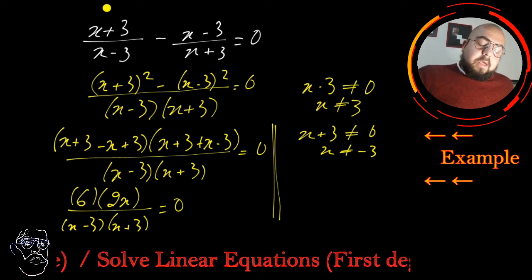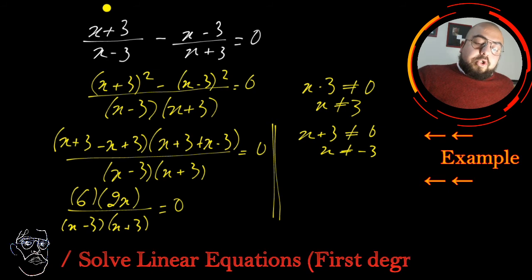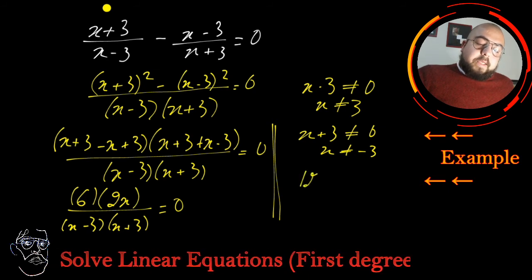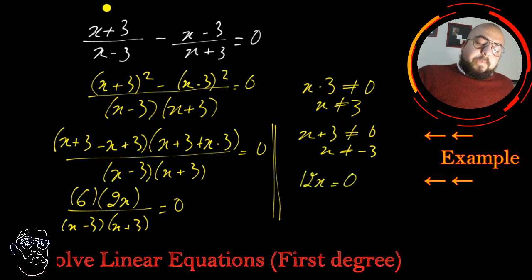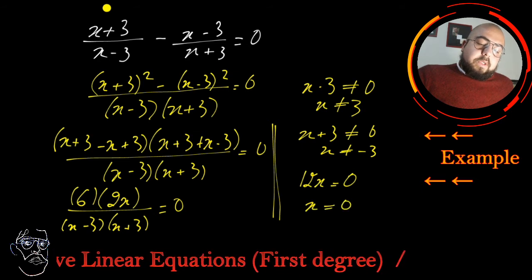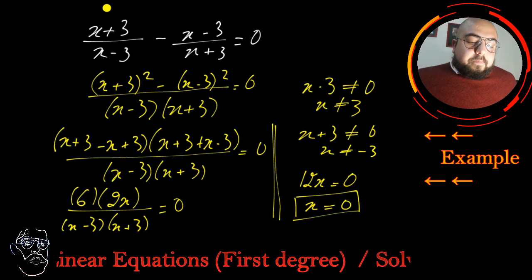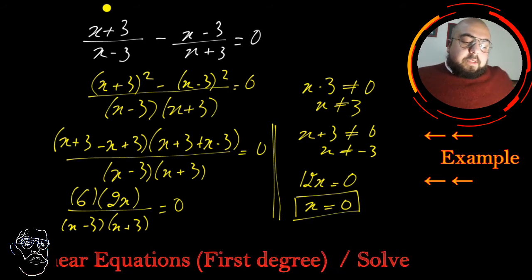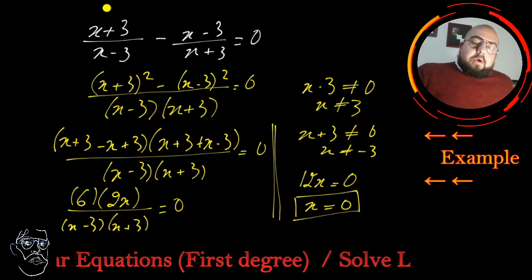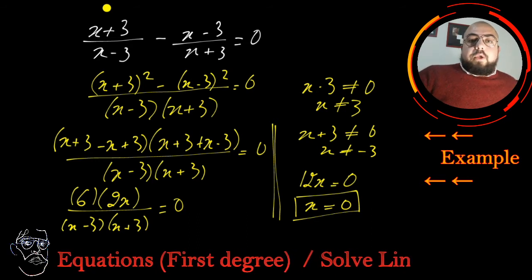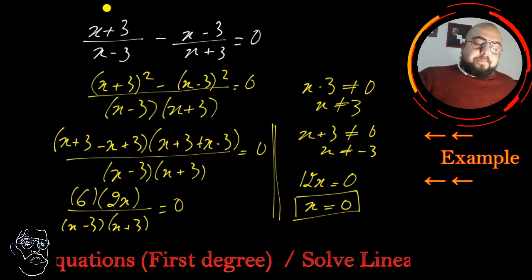to exist. And then in order to solve it, you will have to say 12x, which is the numerator, is equal to 0. So x is equal to 0. Whenever x is equal to 0, you will have, in this case, a root. You will be able to solve this equation. All right.